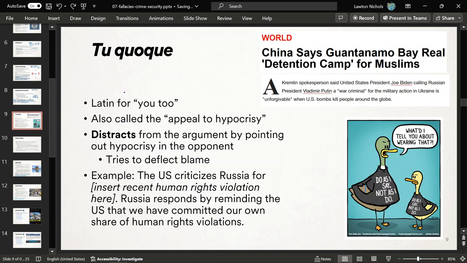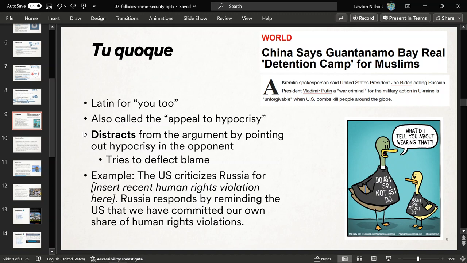What tu quoque is all about is you're trying to distract from the argument at hand by saying that your opponent is a hypocrite in criticizing you for something. It's all about deflecting blame, trying to get away from the limelight because, oh no, I did this bad thing, but so did you. You too. That's what's happening.